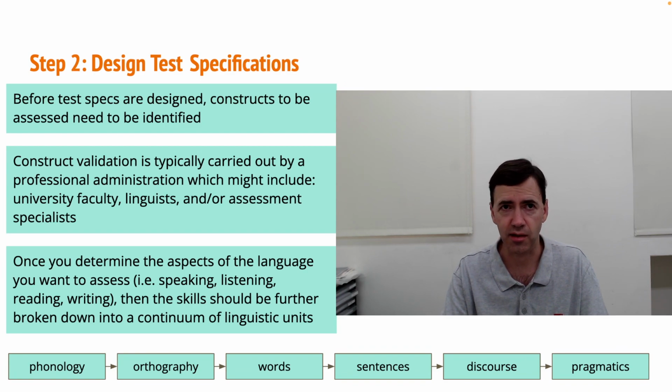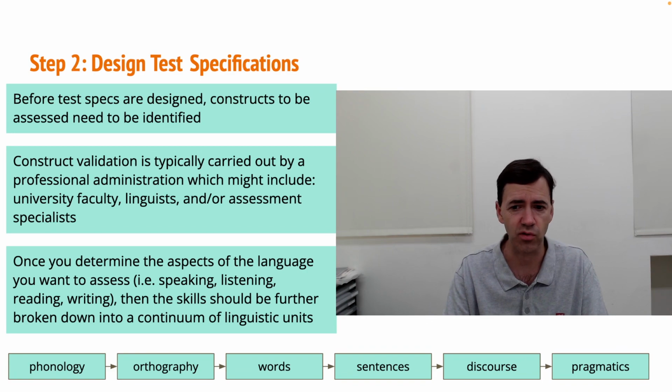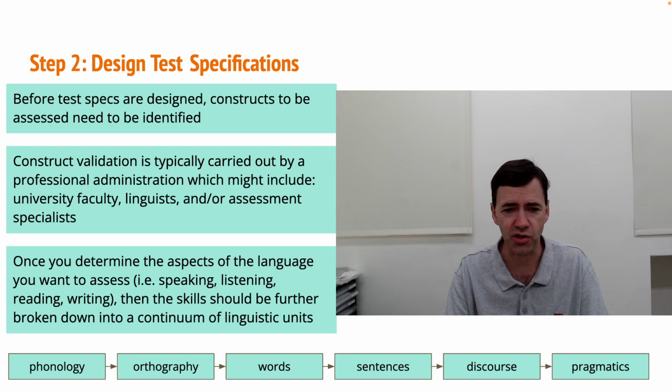So we start broadly, okay? We're testing English proficiency, but not just English proficiency. We're testing speaking, listening, reading, and writing. Within those skills, then what are the pieces of the language that we're going to assess? If you look down below, we can break the skills further into this continuum of linguistic units, right? So we can start with the phonology, probably at very, very basic levels. And then we go to orthography, which is like your spelling.